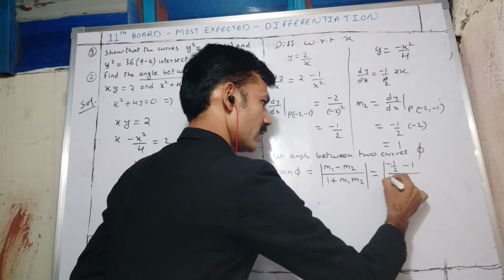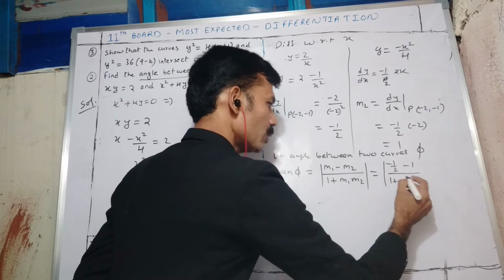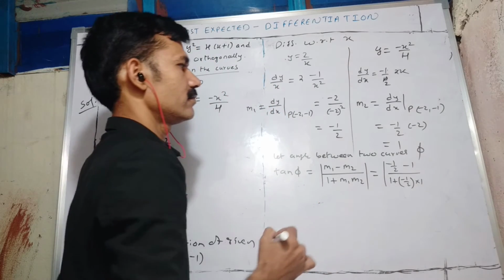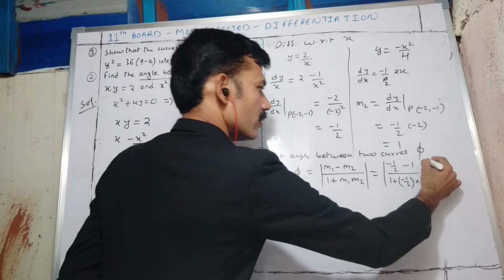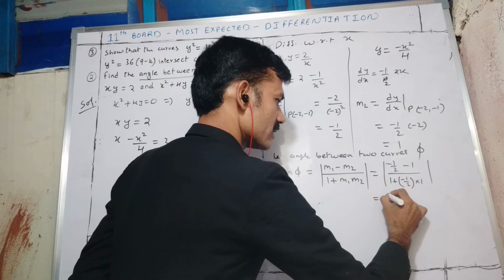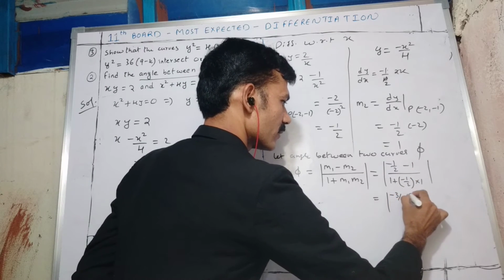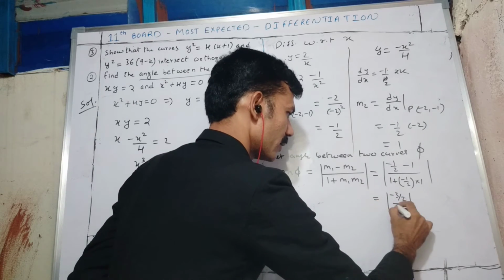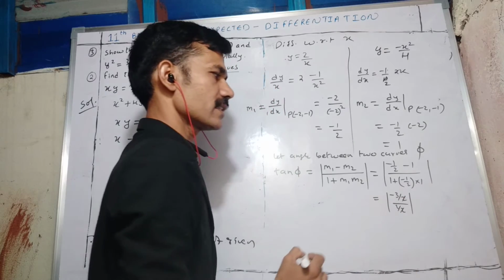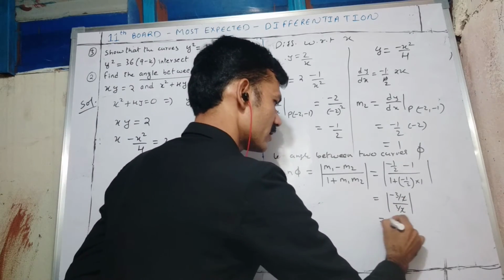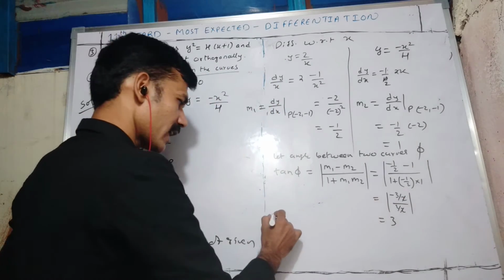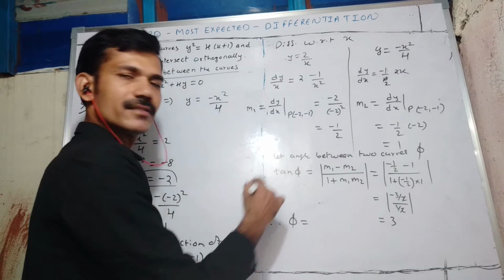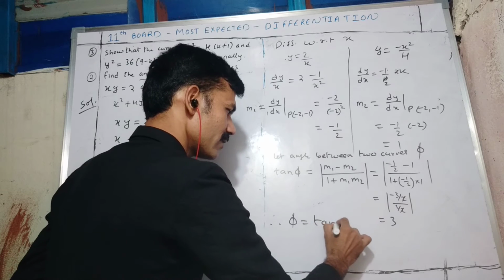Okay, 1 plus m1 into m2, no? Minus half into 1. Okay. Numerator, what are we going to get? Minus 3 by 2. Denominator, what are we going to get? 1 minus half, that is half. 2 will get cancelled. So modulus of minus 3 means 3. Therefore the angle between the two curves, phi, will be equal to how much? Tan inverse of 3.